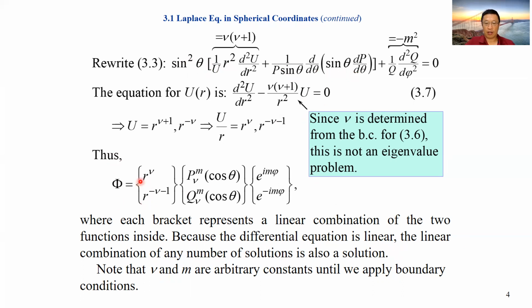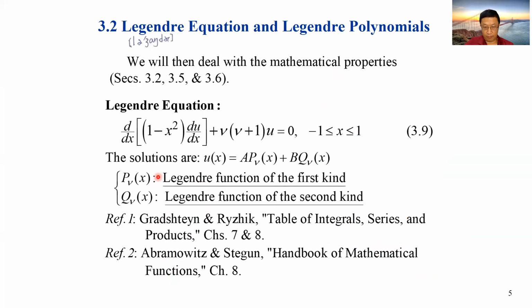So the linear combination, such as a r to the mu plus b r to the minus mu minus 1, times c P mu m plus d Q mu m, times e exponential im phi plus f exponential minus im phi. And then we will use the boundary condition to determine m and mu. Okay. Next page.